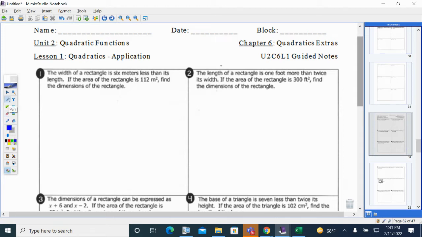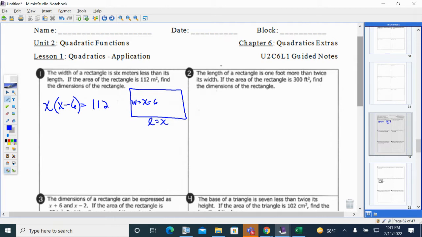So think about your rectangle. It has a length and it has a width. So let's go back and read that again. The width of a rectangle is 6 meters less than its length. So I'm going to let the length be x, and then my width is 6 meters less than that, so it's going to be x minus 6. And we know the area of that rectangle is 112 meters squared. So the length, which is x, times the width, which is x minus 6, is equal to 112.